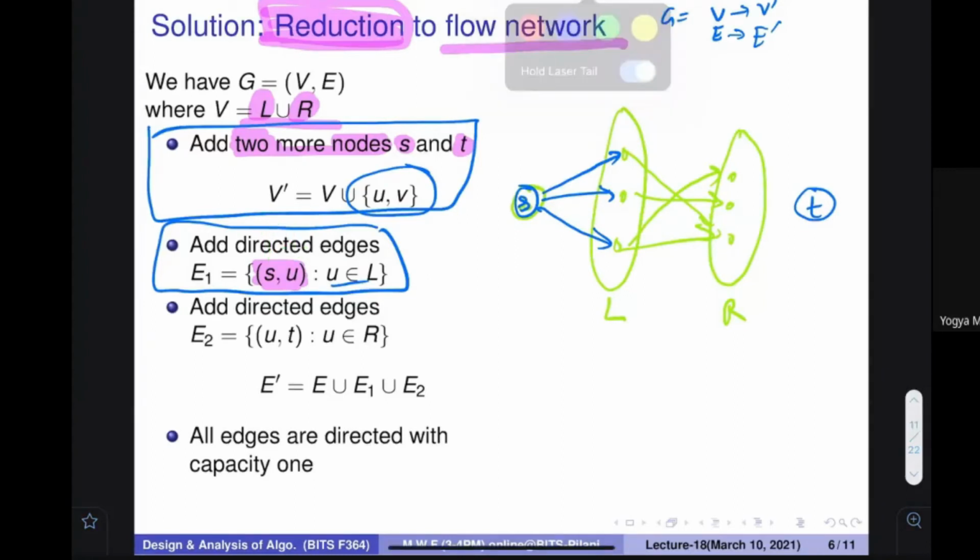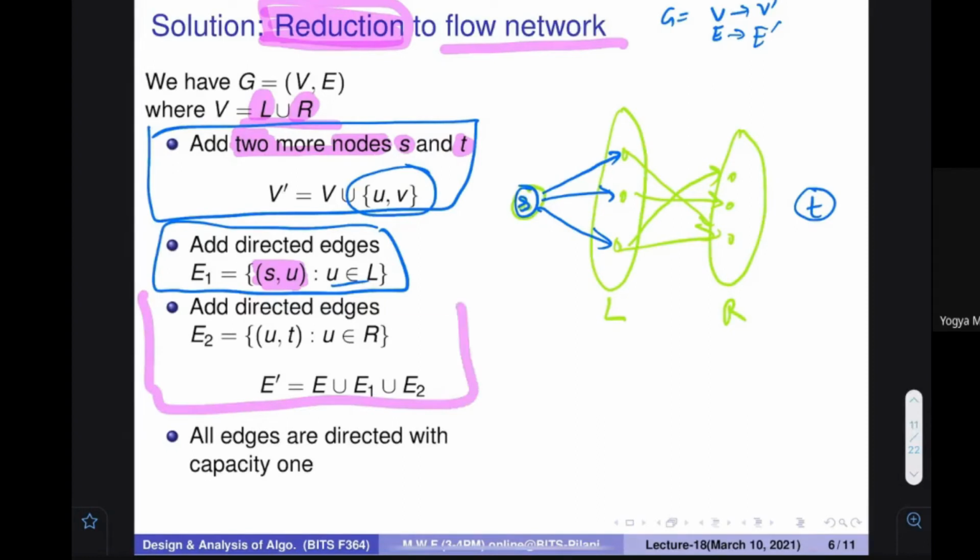I am going to add those edges, starting from S, going to U, for all the U's inside L. So for all the nodes there, I am going to connect them with S. I am going to call these E1. A few more edges are added. They are called E2 edges, and these E2 are U to T, where U is inside R. If there is anything inside R, I am going to connect that with T. This is the second set of edges that I'm going to call E2.